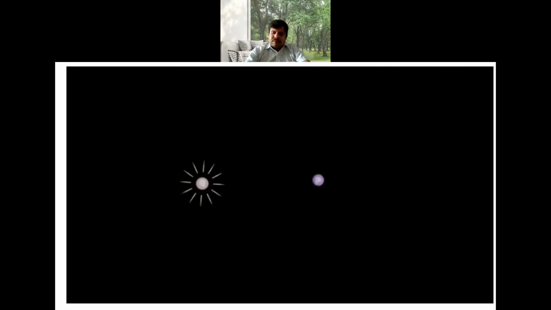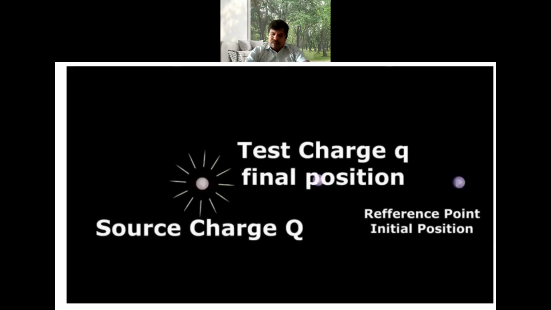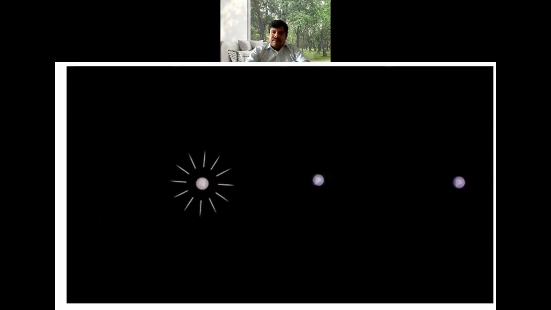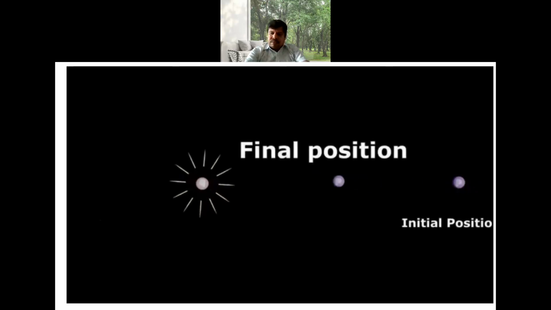Electric potential. An electric potential is the amount of work needed to move a unit of positive charge from a reference point to a specific point inside the electric field without producing an acceleration. Let's consider the work done on this test charge by moving it from an initial position I to a final position F inside an electric field. The work done will be given as W is equal to F dot ds.